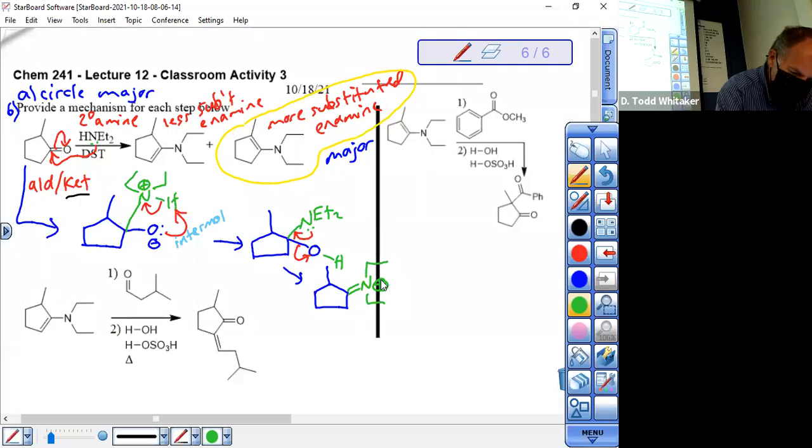You need two copies. One of them is going to give the major, one of them is going to give the minor. You have H's here and here that hydroxide can take. Plus OH negative. When you made each one, you made OH negative.